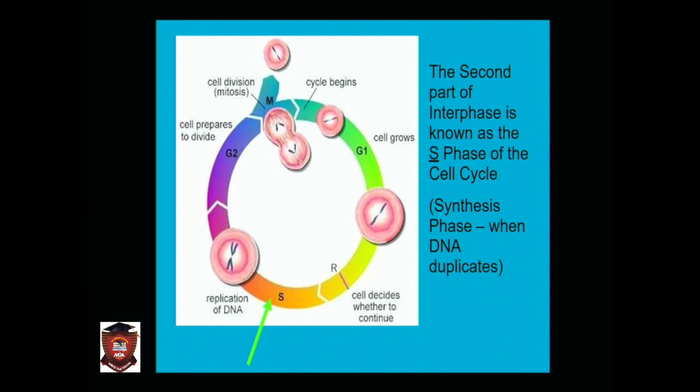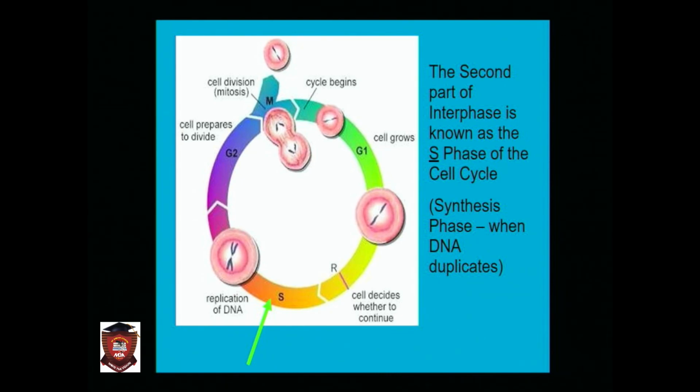Now let's correct this. In G1, the cell grows. Before the cell divides, the cell needs to be big. It needs to be strong enough to divide. So in G1, remember, interphase is a waiting phase. So in G1, cancel that replication. Replication happens mainly in S phase. The main replication happens in S phase.